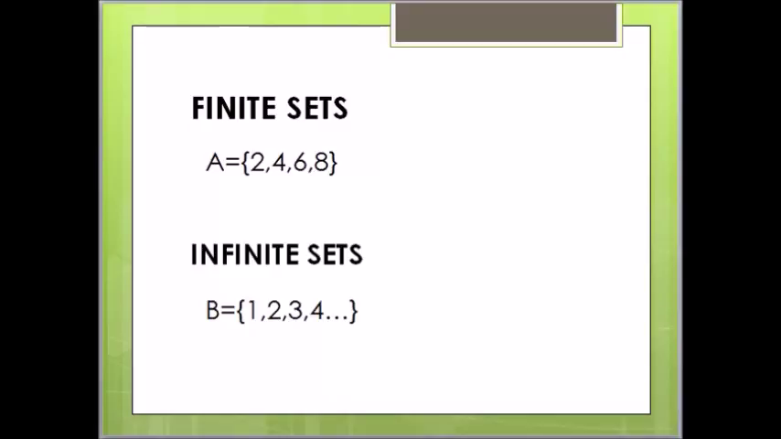Now we have infinite sets in which the number of elements is infinite. We cannot count them because they are way too many, and the way we represent it is like this: we write the first few elements of the set, and the rest of the elements are represented using 3 or 4 dots. You just put 3 or 4 dots, that's it. So just write the first few elements and then at the end put a few dots. This is the way we represent an infinite set.